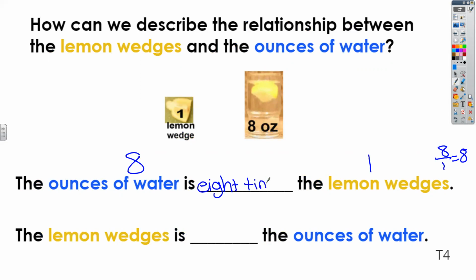All right, so now if we read it, it'll make sense. The ounces of water is 8 times the lemon wedges. This is true. Now the next sentence, the lemon wedges, 1, is blank the ounces of water, which is 8. If we create this fraction, we will get 1/8. And that is exactly what you write down. 1/8. It's not on your paper, I apologize. 1/8. So the lemon wedges is 1/8 the ounces of water.